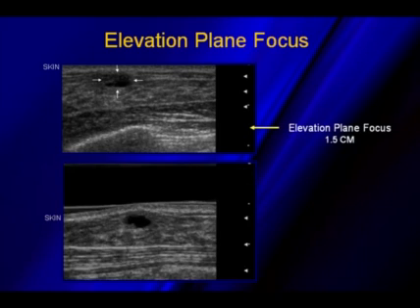So in doing that, we've taken a standoff pad and moved this closer to the 1.5 centimeters in depth of the elevation plane focus, and now you can see that what we have are two simple cysts sitting adjacent to each other. And you're like, wait a minute, Cindy, that looks like a lobulated lesion. You said two simple cysts.